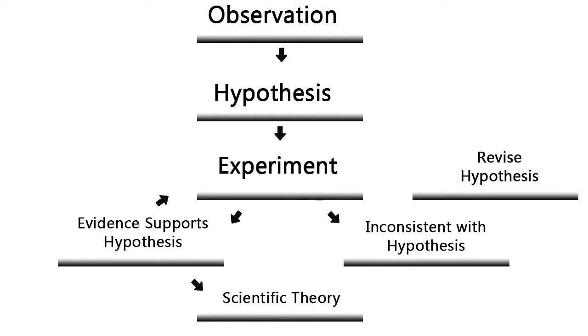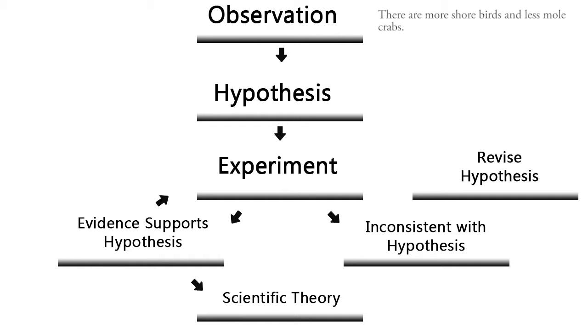First, you'll need an observation. This will lead to your hypothesis. And once you have your hypothesis, you will need to conduct an experiment that will prove your scientific theory. If your experiments do not support your hypothesis, you may have to revise it in order to get the evidence that you need to prove the scientific theory.